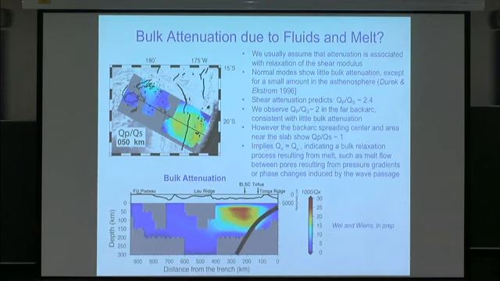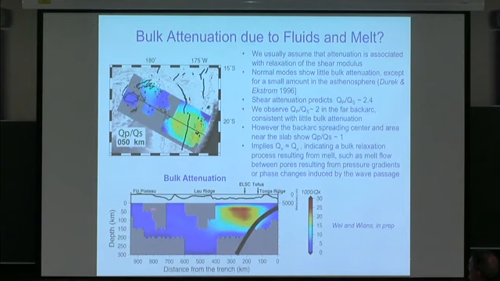And so there is the possibility that bulk attenuation is a factor. If we only have shear attenuation, we predict a QP to QS ratio of 2.4. And then this is the bulk attenuation that we observe in the Tonga-Lau region.